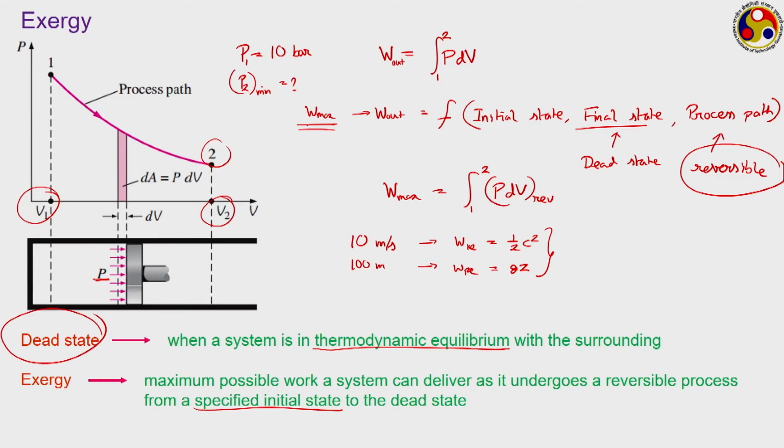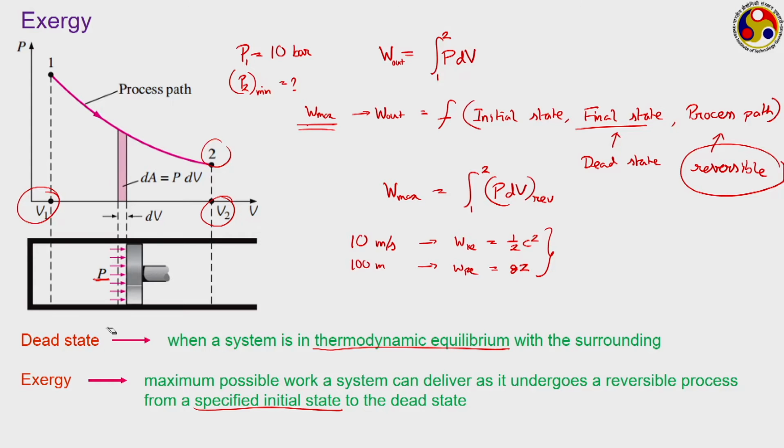So, exergy is always a positive quantity, and it refers to the maximum possible work output that you can get from a system at a given state point once we execute a reversible process from that initial state to the dead state. So, exergy gives you the work potential of a system at a given state point, and for every state point we can calculate exergy differently.